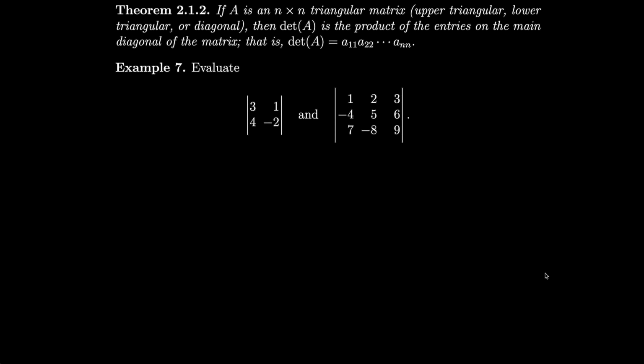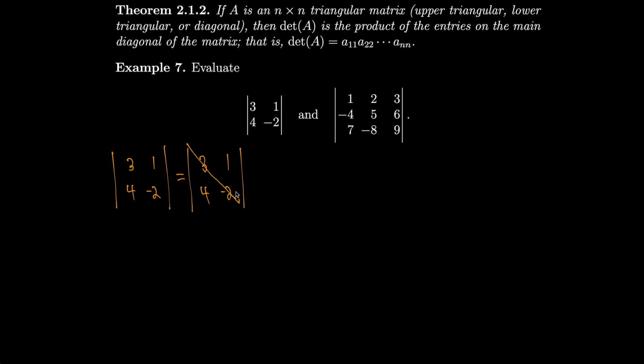Let's do another example. How about we evaluate these two determinants? So let's take 3, 1, 4, minus 2. And even though I love the cofactor method, how about we spice things up by computing this determinant in a different way? This is basically the way we did before when we cross multiply, but I'll do it by drawing arrows.